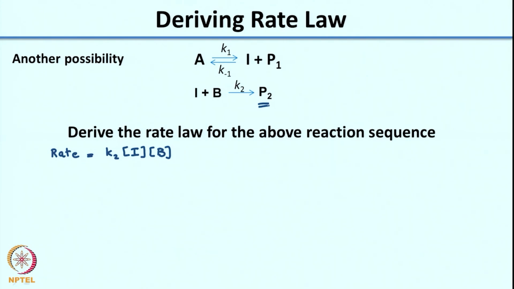So, by applying the steady state approximation, again on the left we can put the processes that lead to formation of I, which would be K1 into concentration of A, and the processes that lead to the consumption of I. So, this is one process, which is you have the intermediate and P1 going back to A, and then the second process, which is K2B. So now you can write concentration of I.